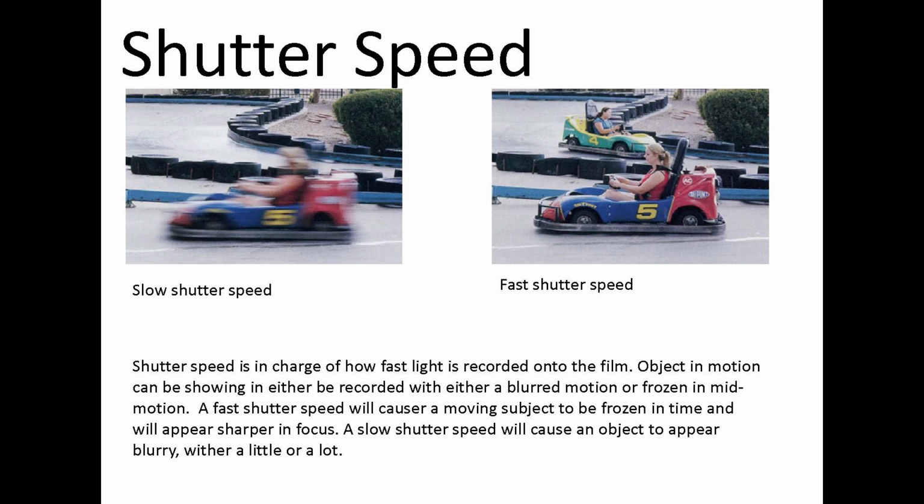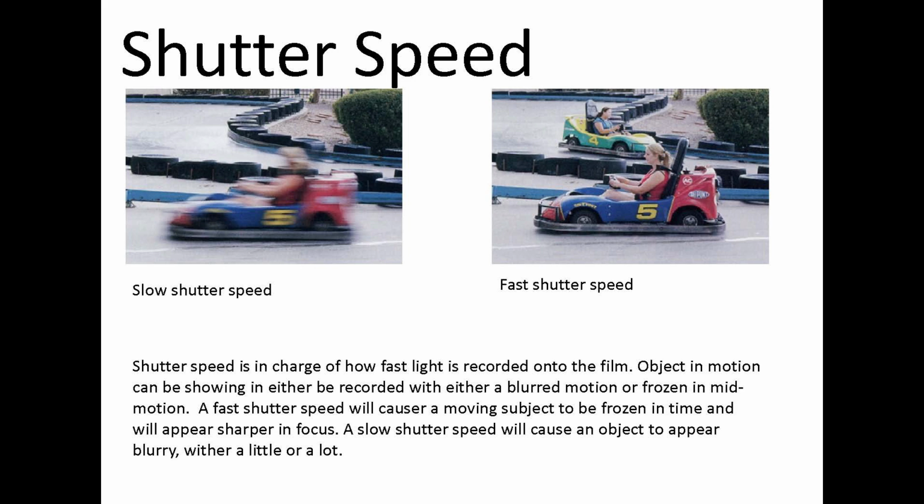So slow shutter speeds allow motion blur to be shown, and fast shutter speeds allow things to be frozen in time. A slow shutter speed is anything really below a 60th of a second. And with slow shutter speeds you should put your camera on a tripod or some type of solid surface, because even the shake of your body will be captured by the film. So slow shutter speeds, anything under a 60th of a second, you should be using a tripod.